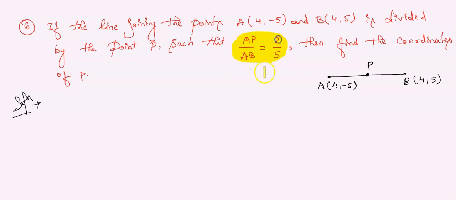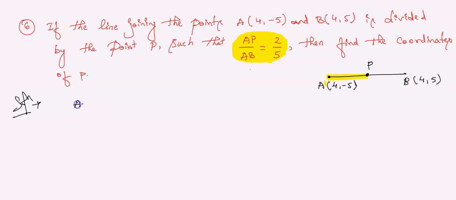AP by AB is 2 by 5. AP is M1. PB is M2, no? But instead of PB, what has he given? He has given AB. He has not given M2. He has given directly M1 is 2. Instead of giving PB, he has given AB. Understood? Got it? He has given AP by AB. He has not given AP by PB. Now, in that case, first we have to simplify this ratio before we start solving the problem. Observe here, how to do it.